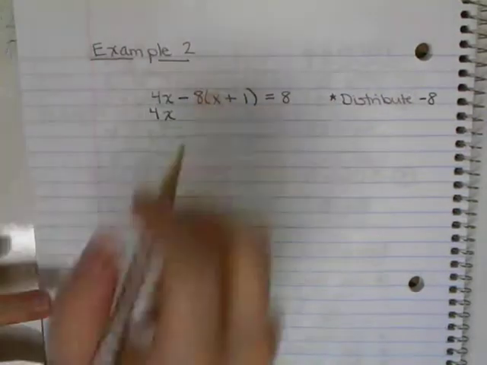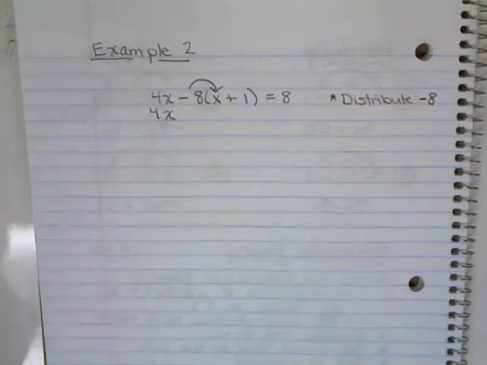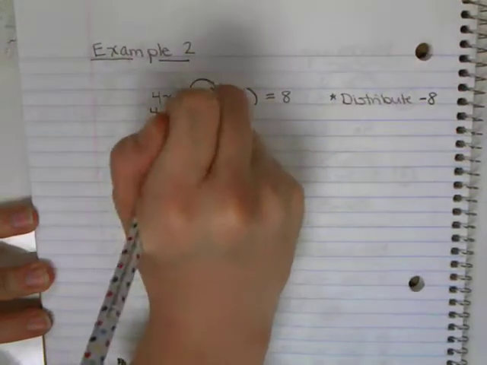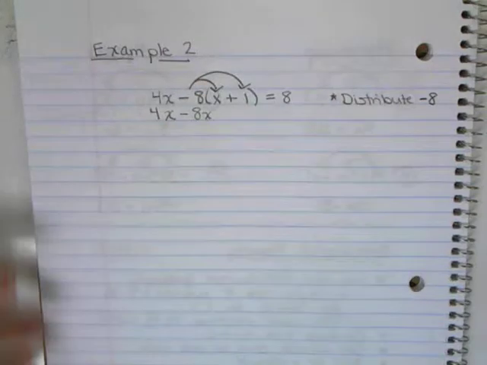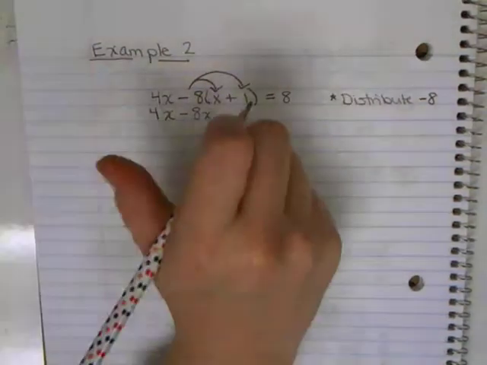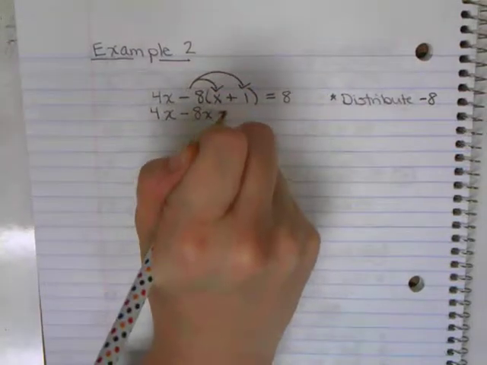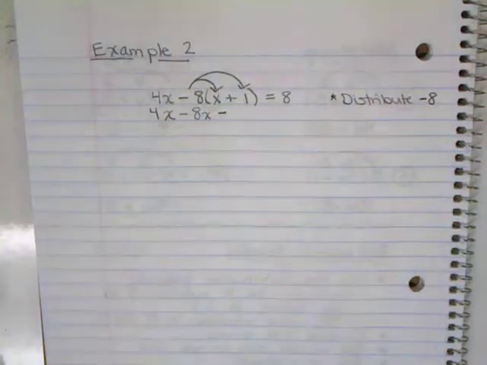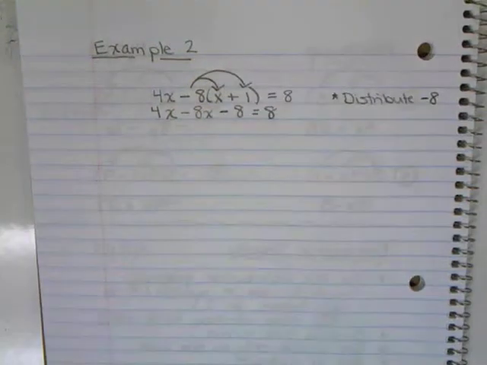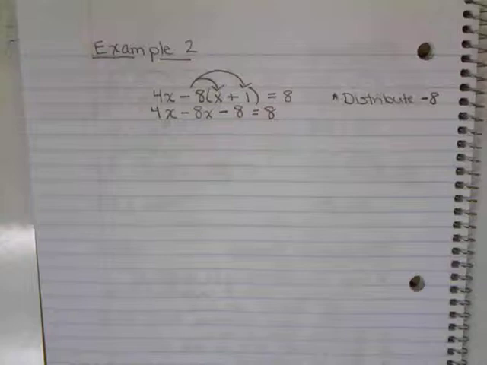4x. And then negative 8 times x is negative 8x. And then negative 8 times positive 1 is multiplying, not adding. So negative 8 times 1 is negative 8. And I've seen that mistake a lot today, guys: when we're distributing, people have been adding instead of multiplying. So just make sure you're really thinking distribute means multiply.